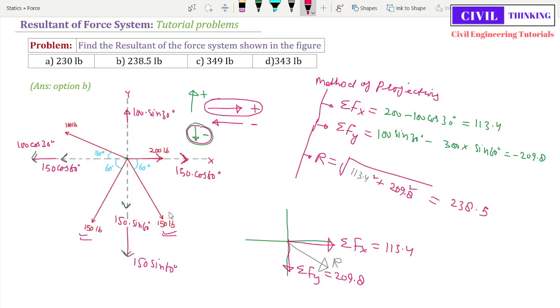So which one is the correct option? 238.5 is this. Therefore option B is the correct option. So this is how we find the resultant of a concurrent force system.